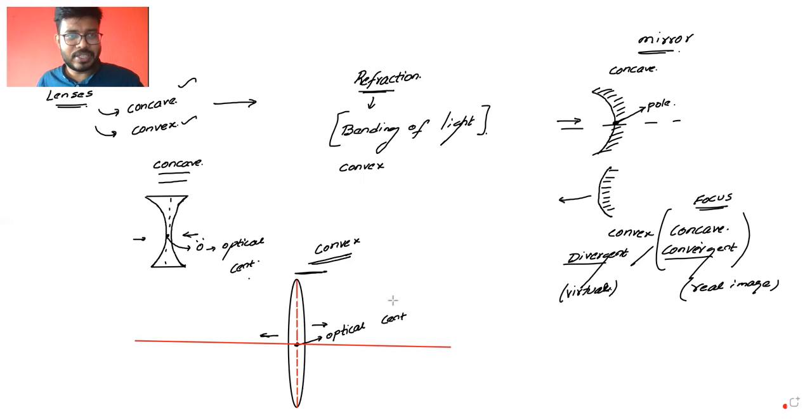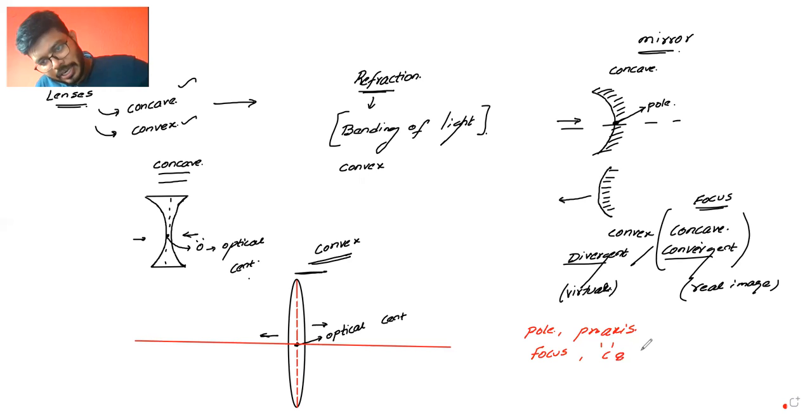You already know, when we were discussing mirrors, that there are some reference points, like the pole and the principal axis. Then we discussed your focus, center of curvature, and radius of curvature. Same thing here. What I'm doing is I'm just allowing some rays. But before that, first of all, we'll discuss your convex.